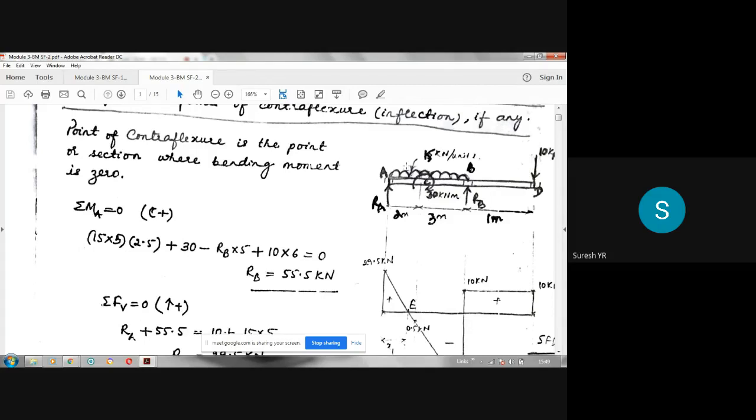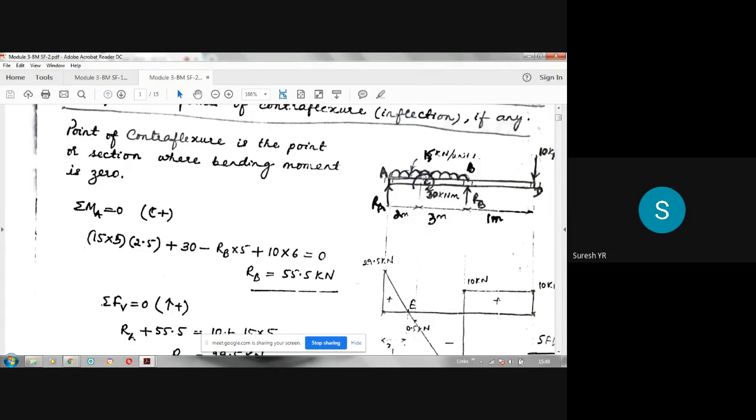Now, using that concept, this RA is upwards, so 22.5 multiplied by 2 meters. So 22.5 into 2 is the bending moment due to this. Then the bending moment due to the UDL is negative because it is downwards. 15 into 2, that is the total load, into it acts at 1 meter.